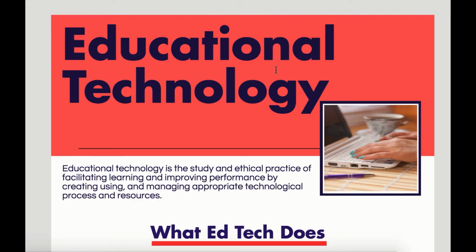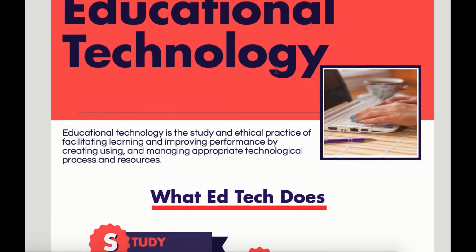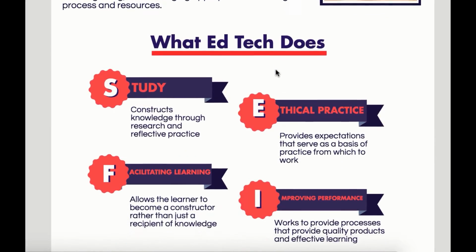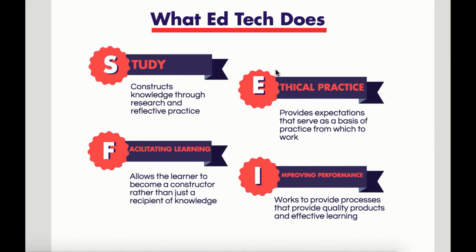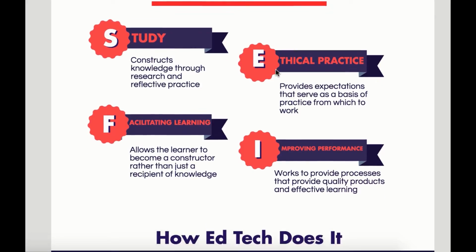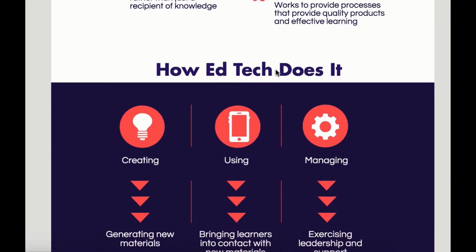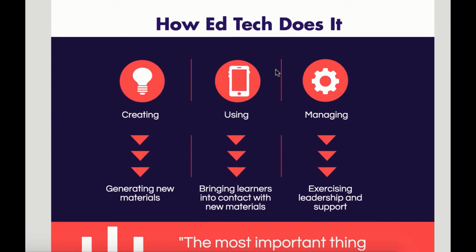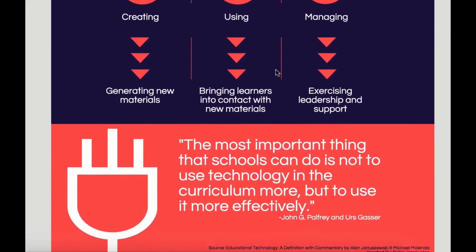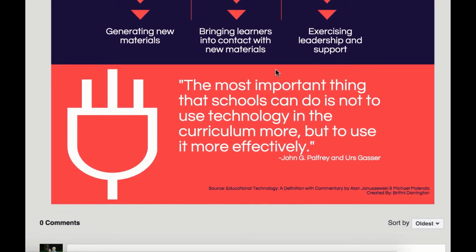The first is content knowledge. Before I was able to create, use, assess, and manage applications of educational technologies, I needed to have a clear understanding of what educational technology really means. I created this infographic using Piktochart to explain the definition of educational technology as defined by Alan Januszewski and Michael Melinda. To summarize, I believe educational technology requires us to empower learners by letting them take control of their learning through the use of new materials and provide them with the support they need to be successful.